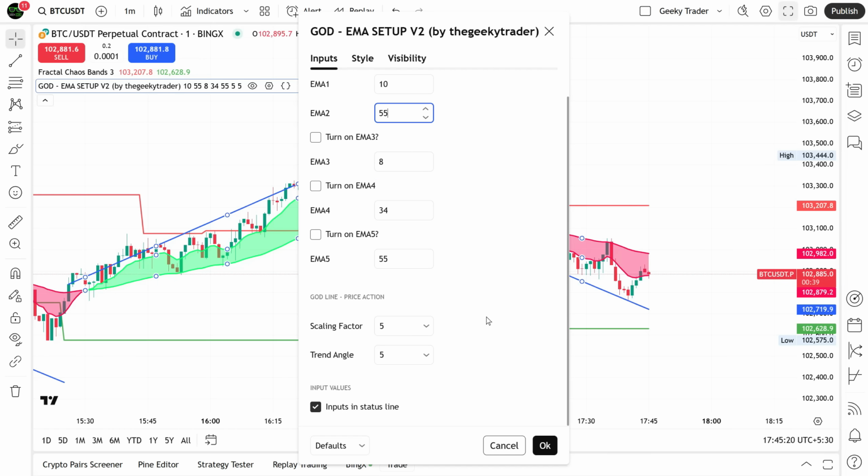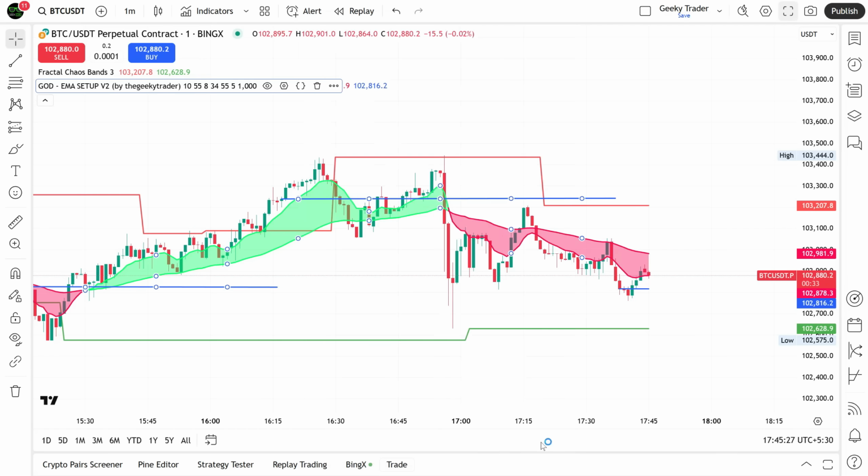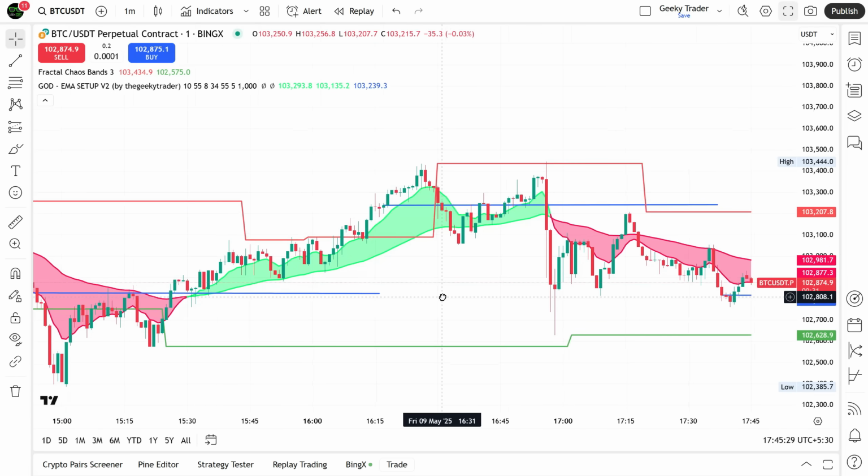Now, moving on to the price action section, I've set the scaling factor to 5. This helps fine-tune the responsiveness of the script to price movements, making our signals more accurate. And for the trend angle, I've set it to 1000. This helps us capture stronger trend directions and filter out the noise. And that's pretty much it. Just a few simple adjustments and we're ready to go.